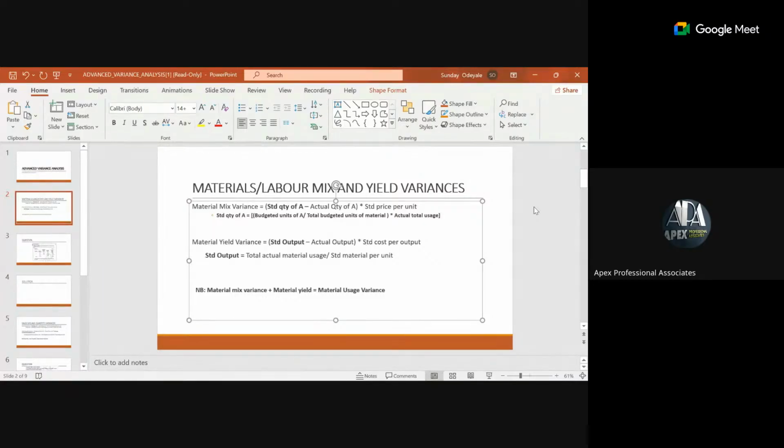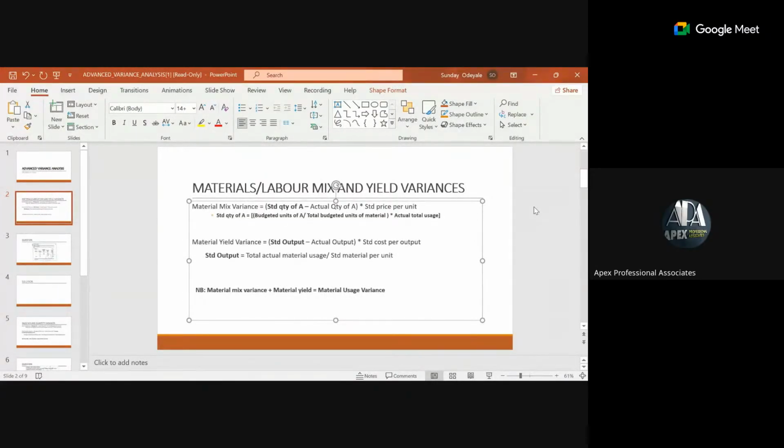Now let me ask you, when we were making our budget, you said our budget is for 10 breads or so. So that means anytime you put in 10 kg of raw material, you are expected to come out with 10 breads. Now ask yourself, in reality, were you able to make just 10 breads?